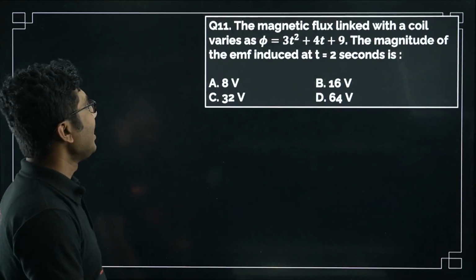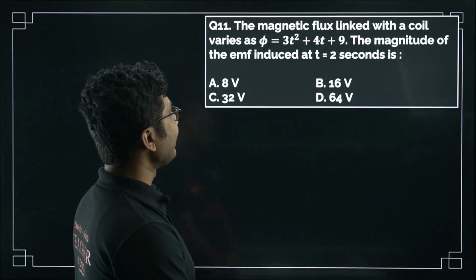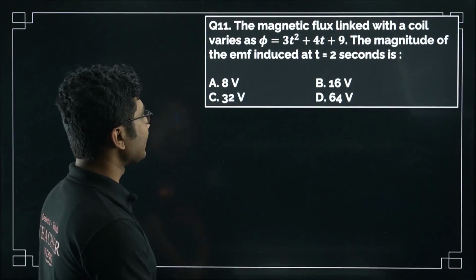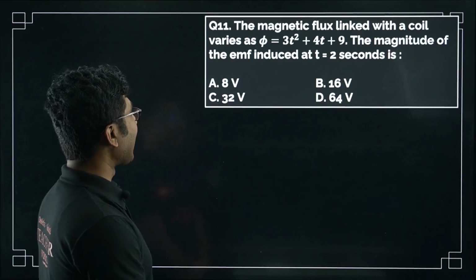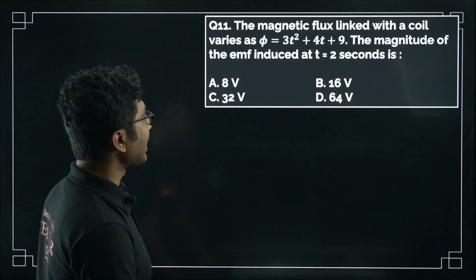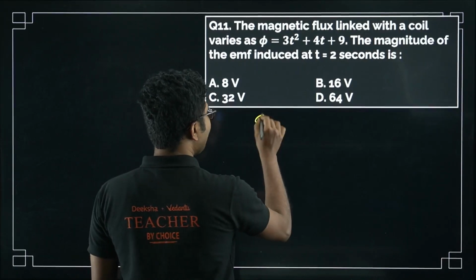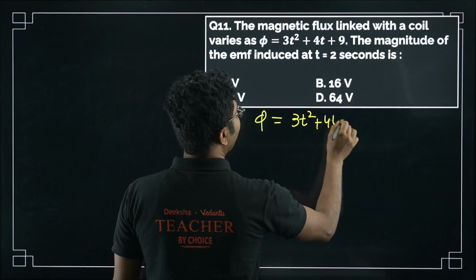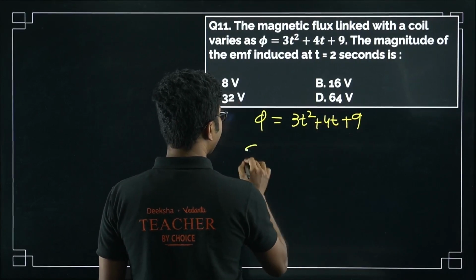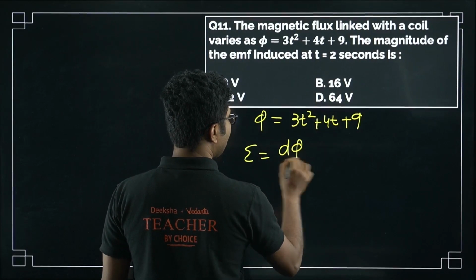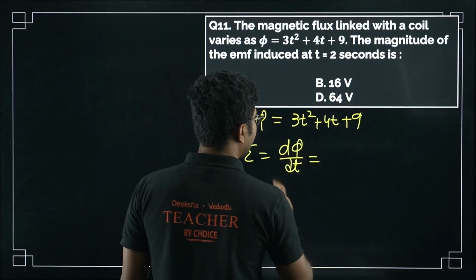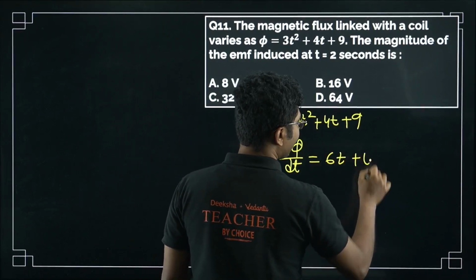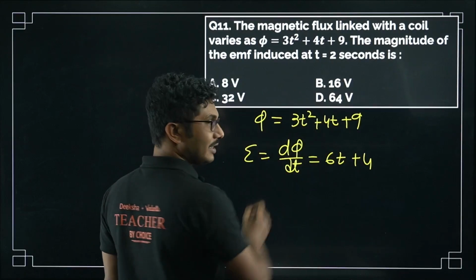Next question. The magnetic flux linked with the coil varies as phi is equal to 3t square plus 4t plus 9. The magnitude of the EMF induced at t is equal to 2. Very easy. Phi is given, 3t square plus 4t plus 9. What is induced EMF? Induced EMF is d phi by dt, whatever you say. 6t plus 4. Okay. So differentiate it, right?